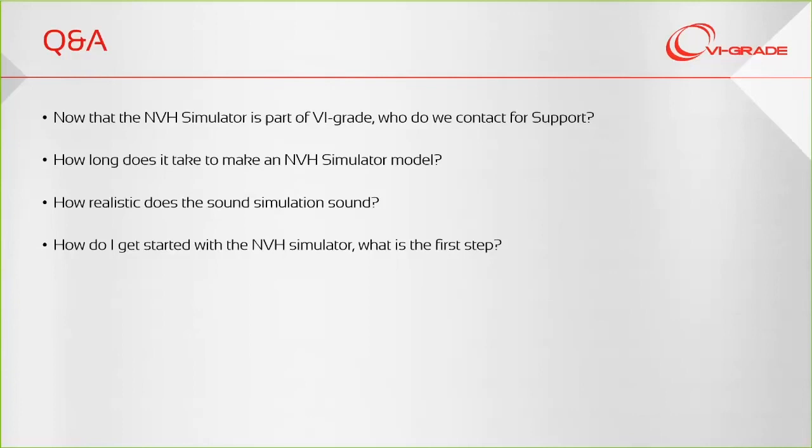Okay, then how long does it take to make an NVH simulator model? That's a question that is very common, and it really depends on how detailed of a model you want to make. Like any model, it can be super simple or super complex. So it can take anywhere from 3 or 4 hours, including going out and measuring some data on a track, coming inside, preparing the data and driving it. It can be very quick for a very simple model.